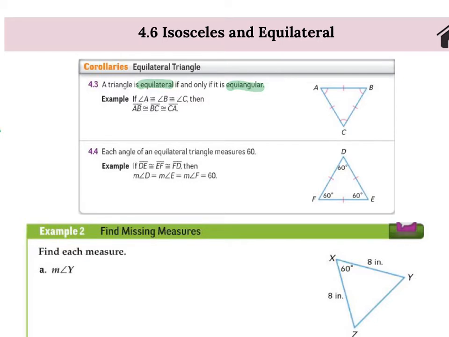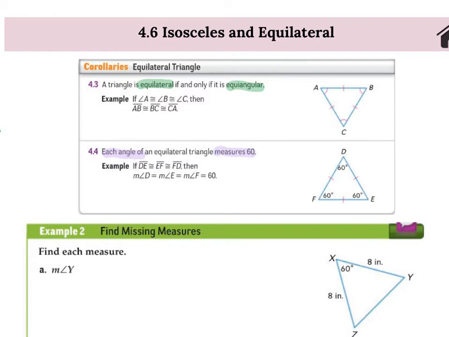So if angle A equals angle B and is also congruent to angle C, then all of our sides are going to be congruent as well. Okay, so three congruent angles inside means three congruent sides of our triangle. Additionally, we can say that each angle of an equilateral triangle is going to measure 60 degrees.